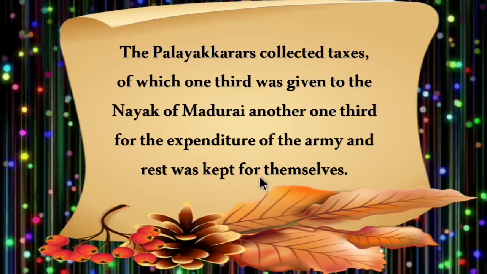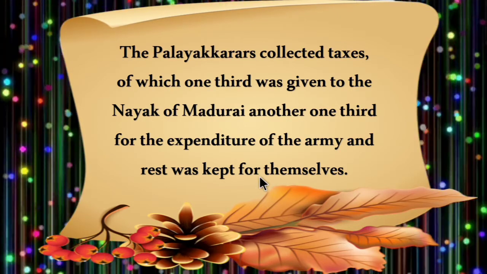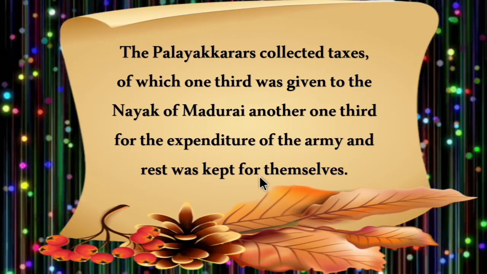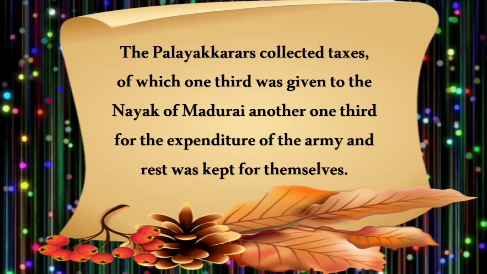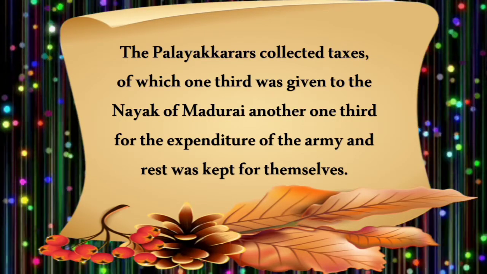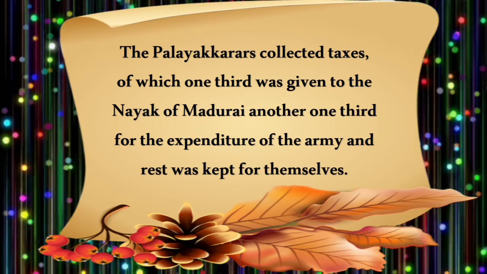The Nayak of Madurai consulted with his minister Aryananda Mudaliyar and they started the Palayakarar system in 1529. For better administration, the country was divided into 72 Palayams and each Palayam was under the control of a Palayakarar. The main duty of the Palayakarar is to collect the tax, from which 1/3 is given to the Nayak of Madurai, 1/3 is for the maintenance of the army, and the rest they keep for themselves.